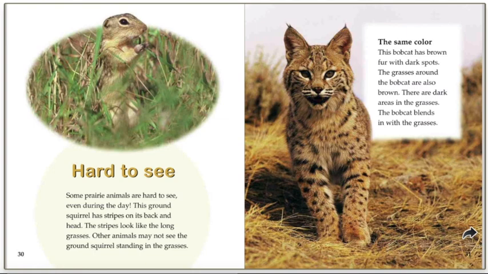The grasses around the bobcat are also brown. There are dark areas in the grasses. So, the bobcat blends in with the grasses. These are two examples of camouflage.